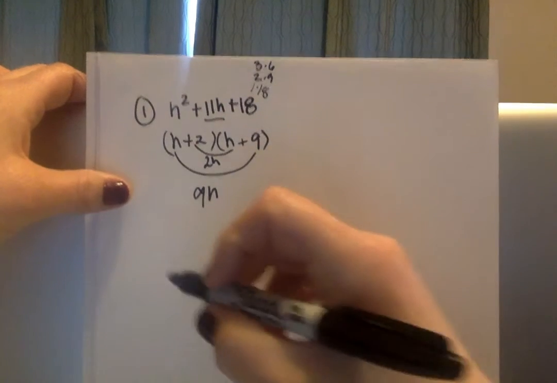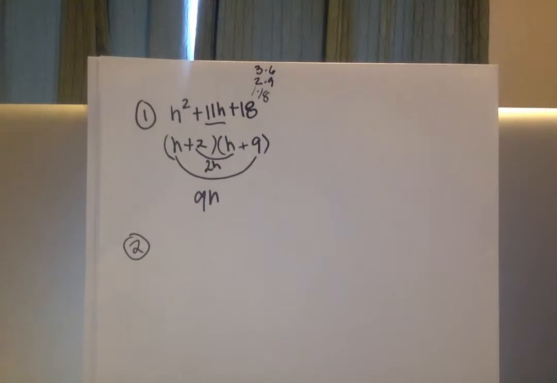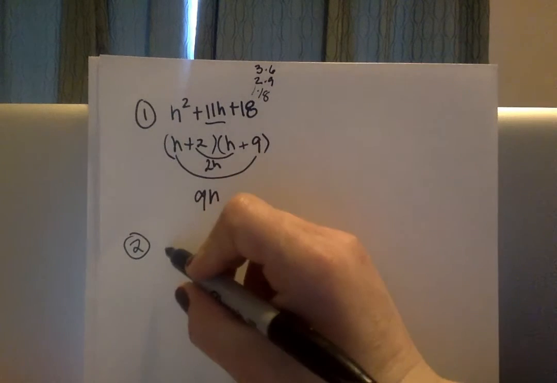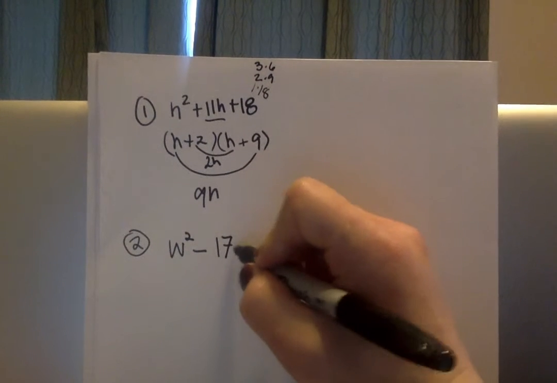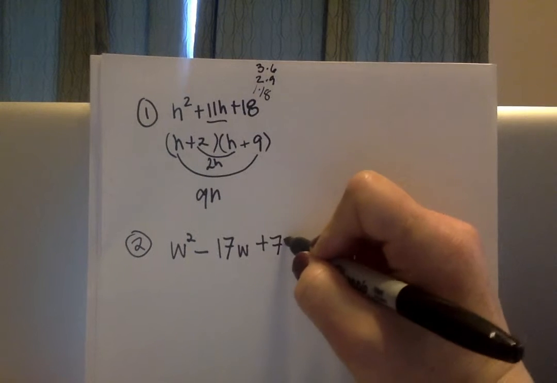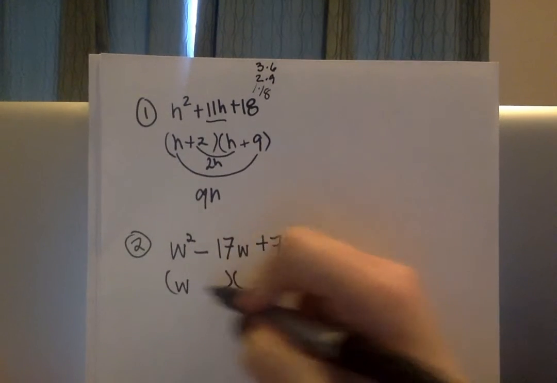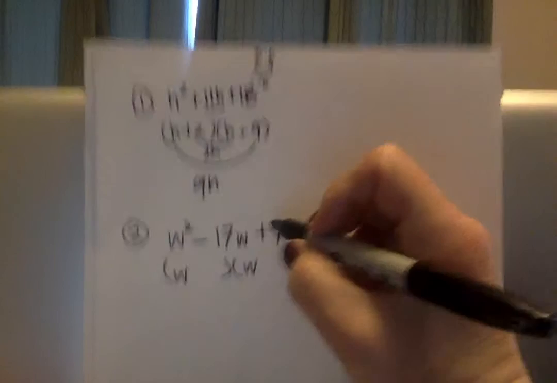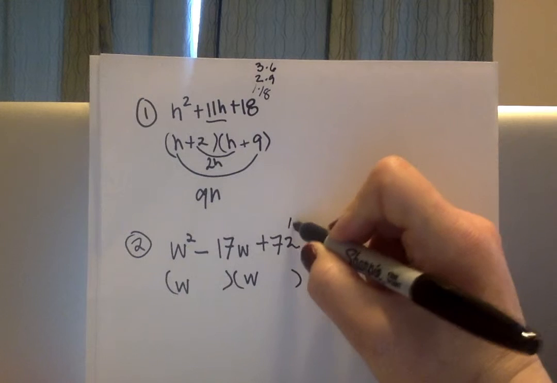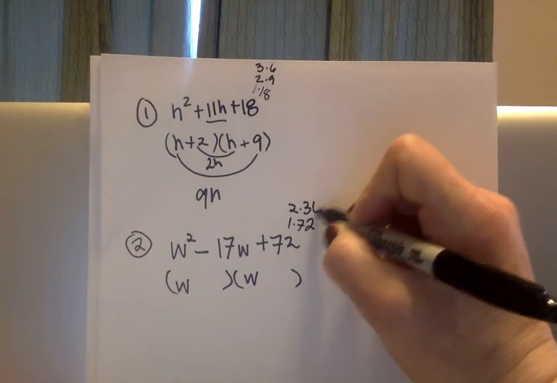Okay, next one. Let's write down number 2, and we'll make it a little bit harder. Let's do w squared minus 17w plus 72. Okay, so again, the w squared will go in front, w and w, and then what are the factors of 72? Well, we have 1 and 72. We have 2, and what would that be? 36.